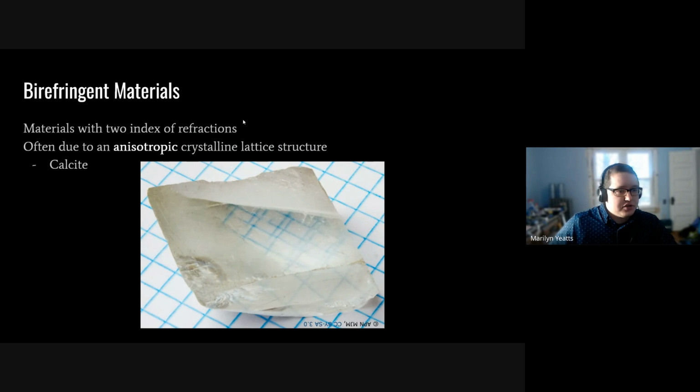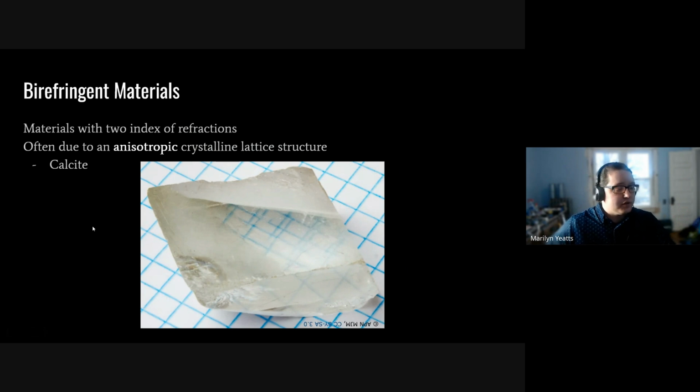So when you think about birefringence, the most common example that is brought up or taught is calcite. This is a picture of calcite, and you can see through it that this grid sort of looks doubled. So a birefringent material is a material with two indices of refraction. It's often due to an anisotropic crystalline lattice structure, which is a big mouthful, but it basically means you've got a crystalline structure that is like one of those optical illusions where if you look at it one way, it looks like an elephant, and you turn it 90 degrees and it looks like a person. So that's sort of what's happening with light when it interacts with a birefringent material.